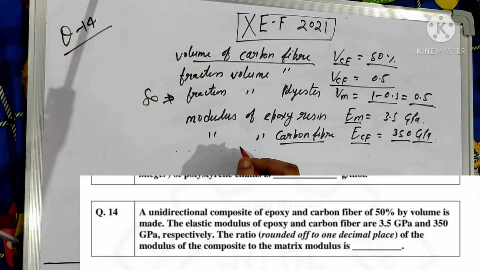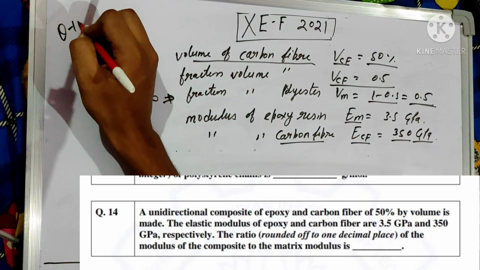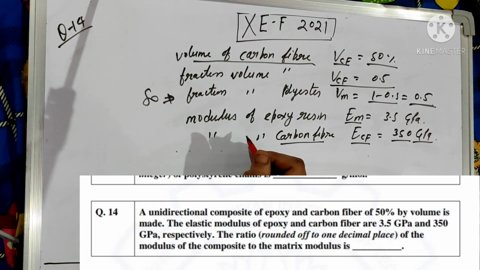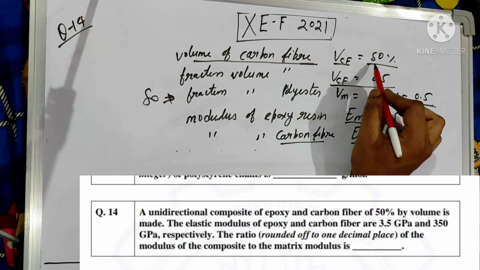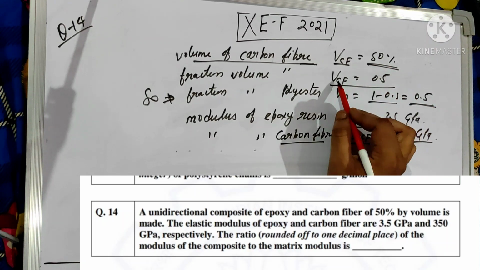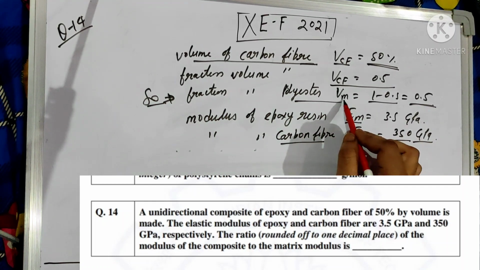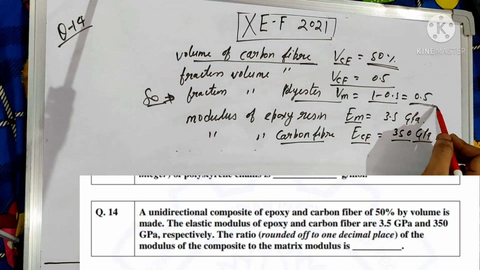In question number 14, given a polymer composite of the epoxy and glass fiber in which the volume of the carbon fiber VCF is equal to 50%. So the fractional volume of the carbon fiber VCF is equal to 0.5. Now calculate the fractional volume of the polymer resin. VM is equal to 1 minus 0.5 is equal to 0.5.